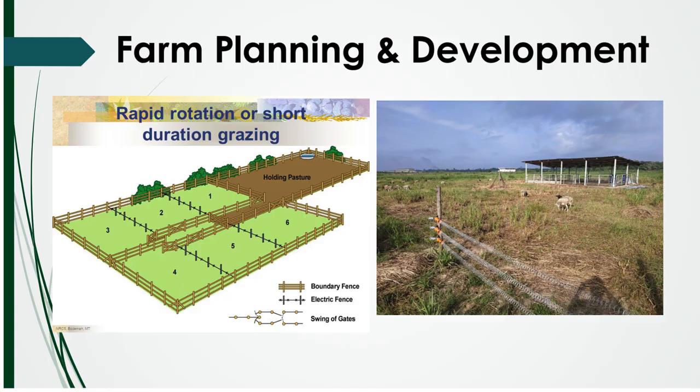So 7 days times 6, it's almost 42 days. Okay, so 42 days is enough time for plot one to regenerate the new grass. So that's why we need 6 plots for rotational grazing.